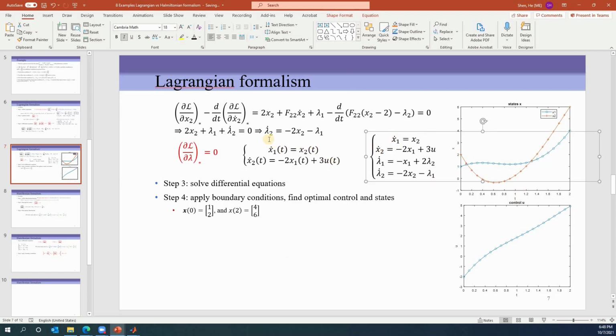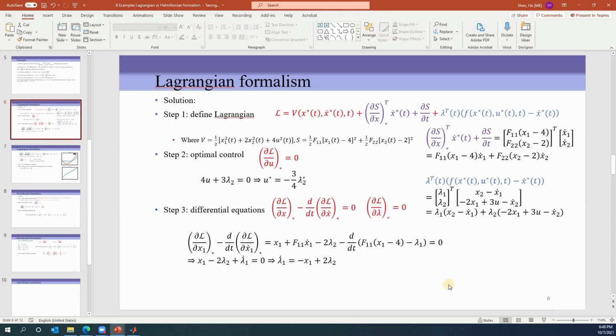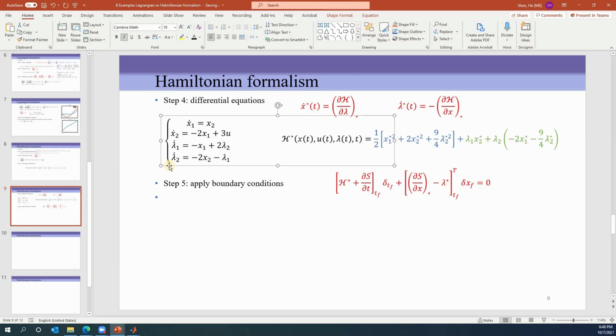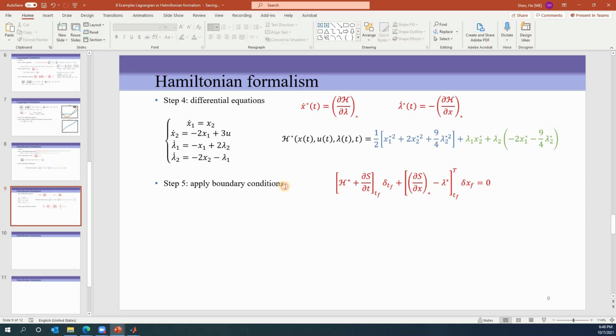So these are the two differential equations. This equation, lambda 2 dot is equal to negative 2x2 minus lambda 1, right? And the previous equation about lambda 1 dot is also the same. So we have the same differential equations, and we have the same boundary conditions. Let me copy the boundary conditions over. Then we'll be able to solve the problem.